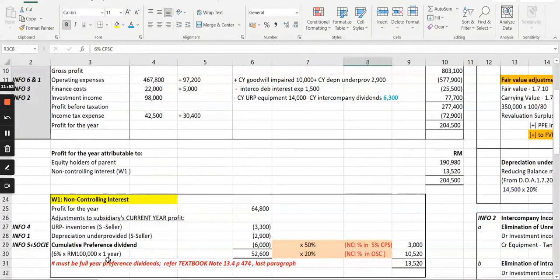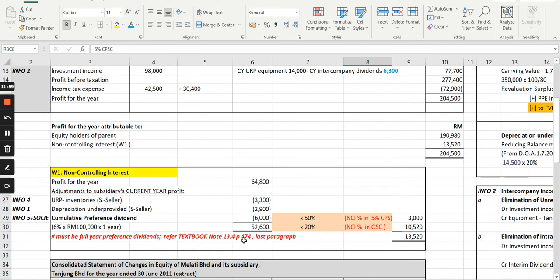They are entitled to preference dividend. And for the cumulative preference shares, if you can check the textbook page 474, note 13.4, the last paragraph, go and check that now. Take your book, check them now. That must be full year preference dividend if you relate to the cumulative preference shares, regardless whether the company declares or not. You need to provide for full year preference dividend, 6,000.